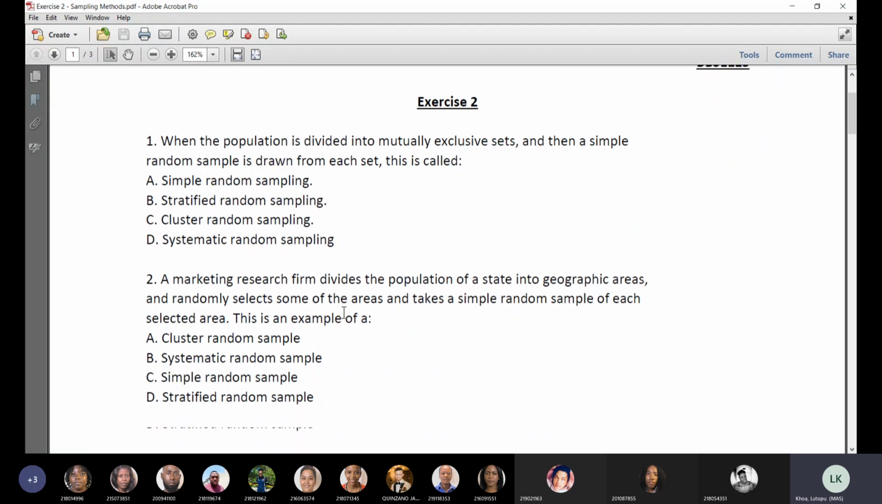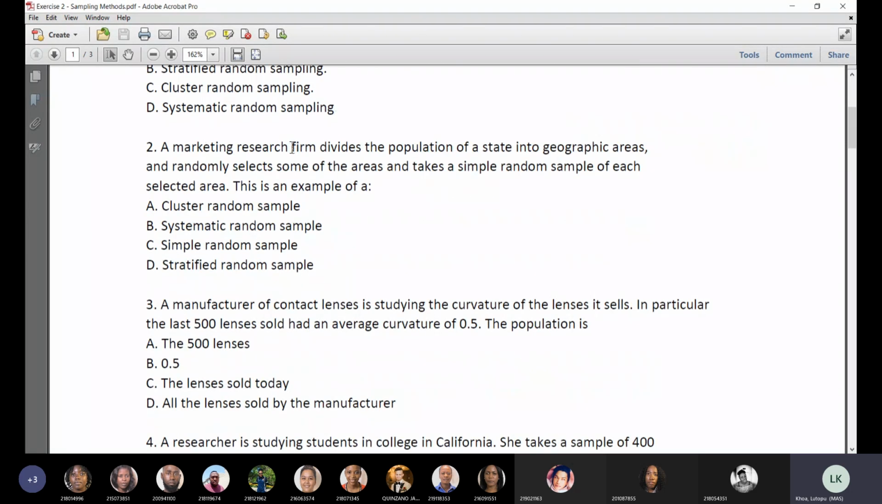Okay, then number 2: a marketing research firm divides the population of a state into geographical areas and randomly selects some of the areas. So you need to read these. I think I gave the answer away when I was talking about number 1. It then takes a simple random sample of each selected area. This is an example of.